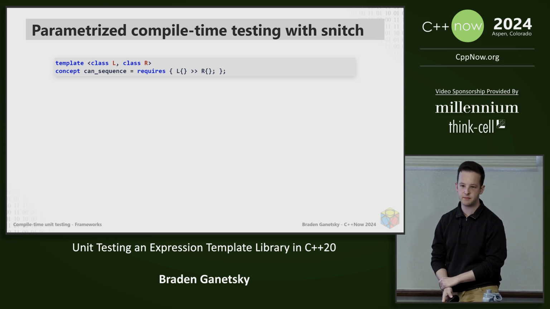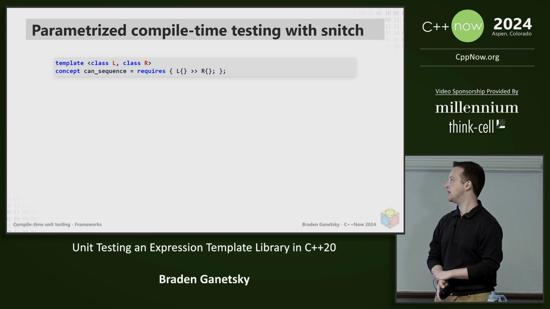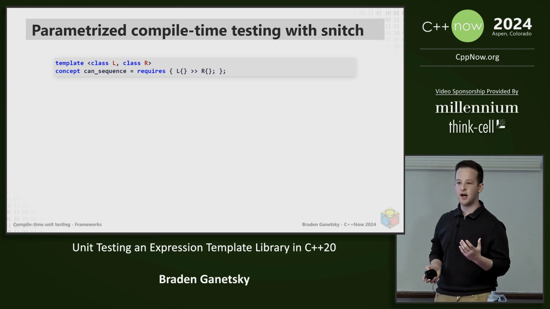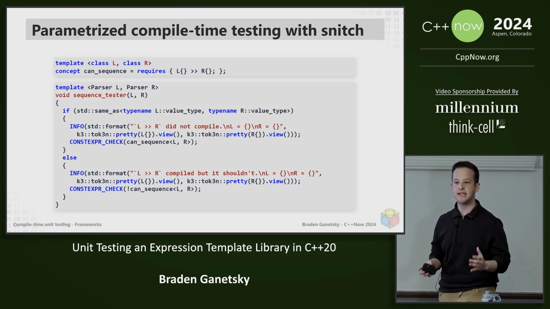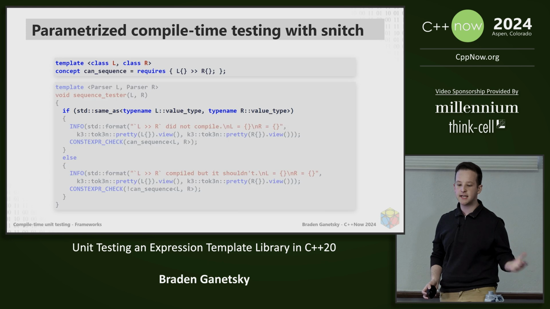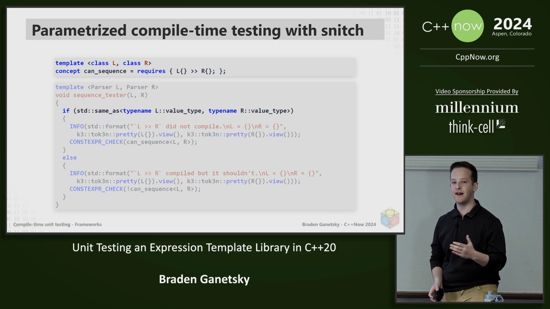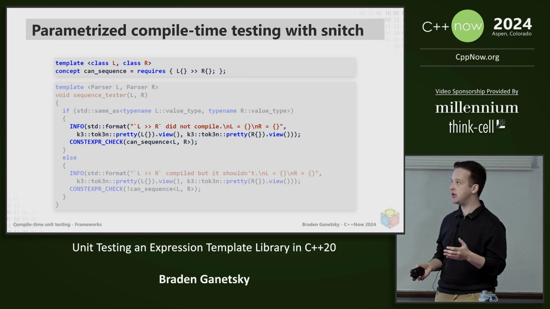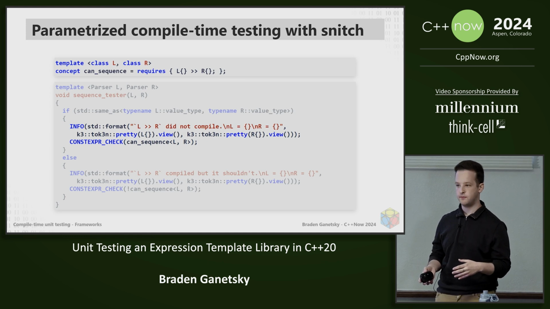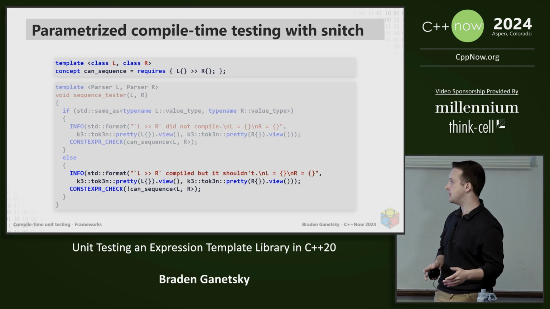I'll start with a concept. It's going to be called can sequence. And it's just whether or not the left-hand side and the right-hand side can be right-shifted together, basically. And then I'll create a function. It'll be the sequence tester. It's going to take in a pair of parsers. And it's going to check whether the value type of the left and the value type of the right are the same. If they are the same, then it should be sequenceable, because that's the limitation in my library. If they're not the same, it should not be sequenceable.